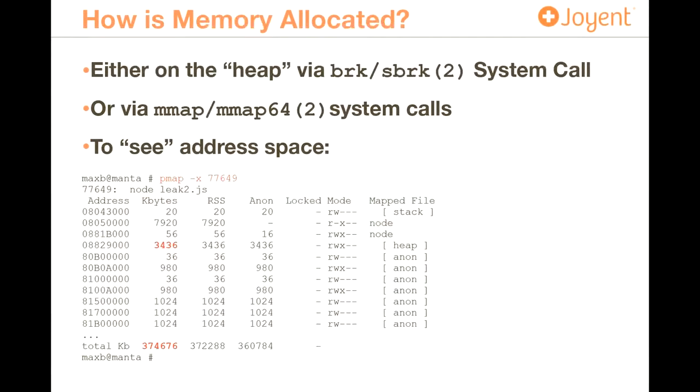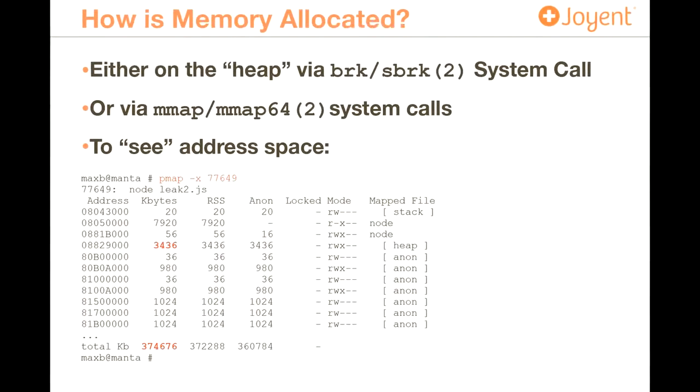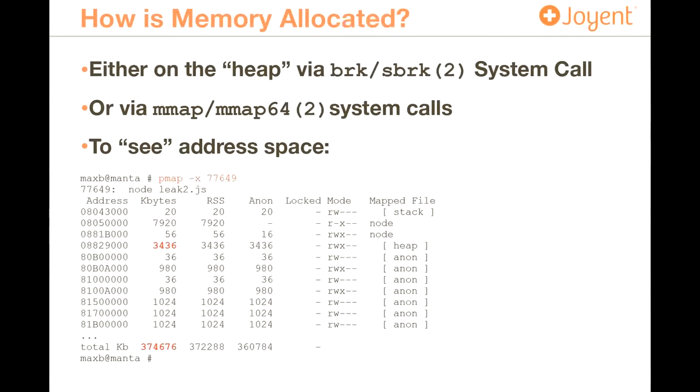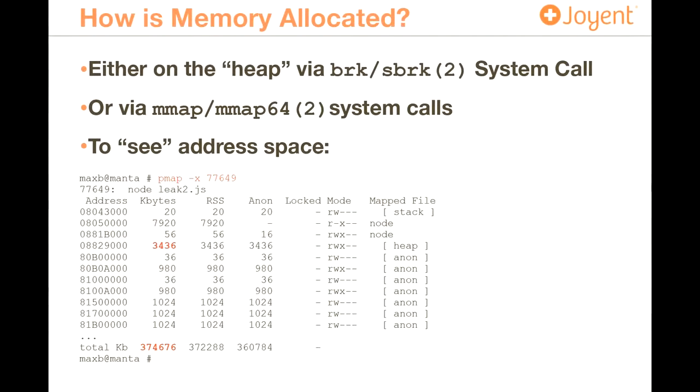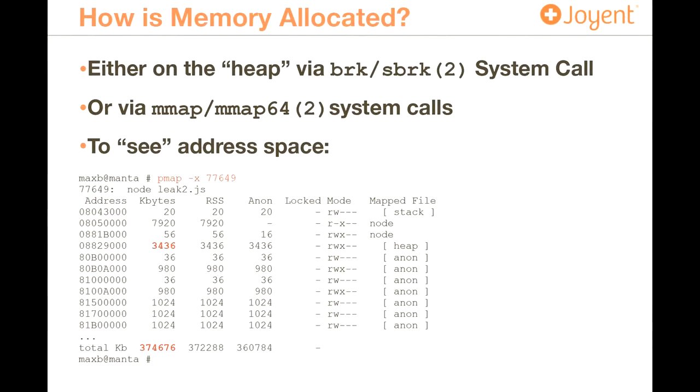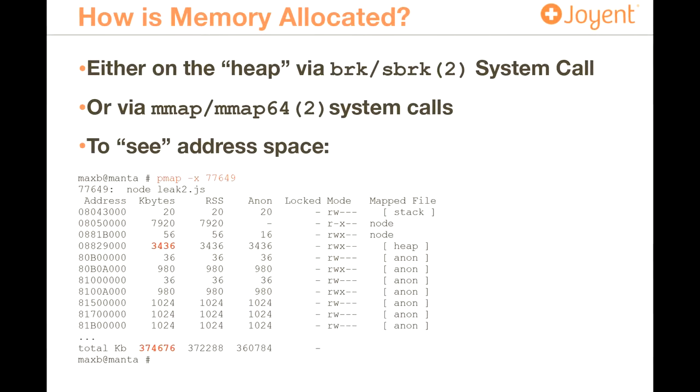So here, I'm running a command called pmap, and yes, this is on Linux. And pmap is showing me that for heap right now, I've got about 3.5 meg. The total size of the address space down at the bottom there is 374 meg. These values are in kilobytes.